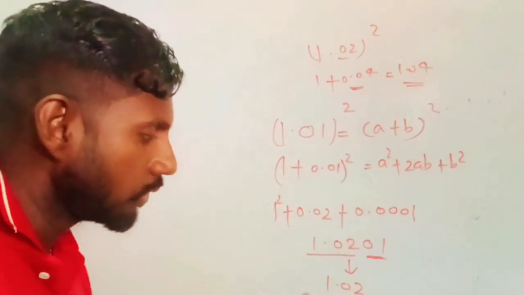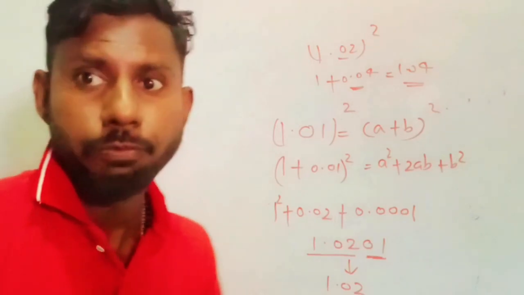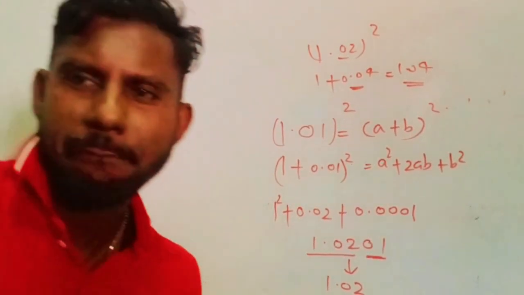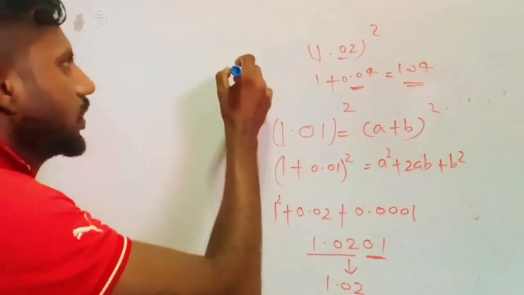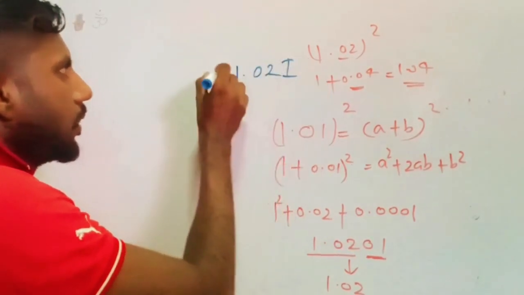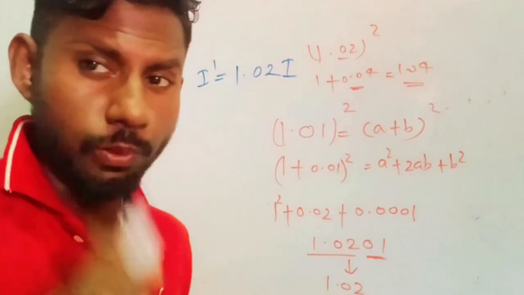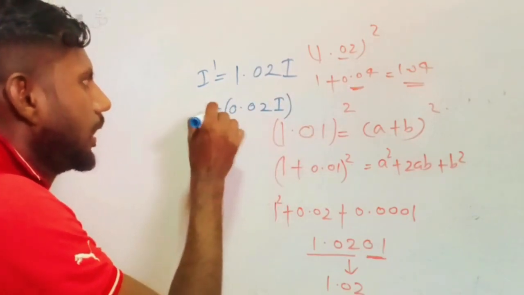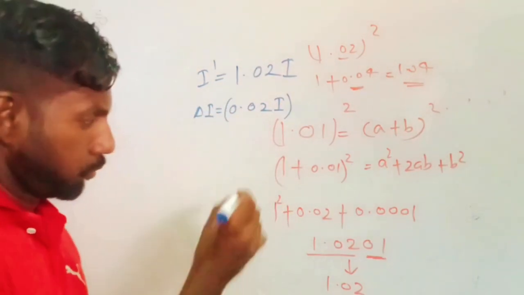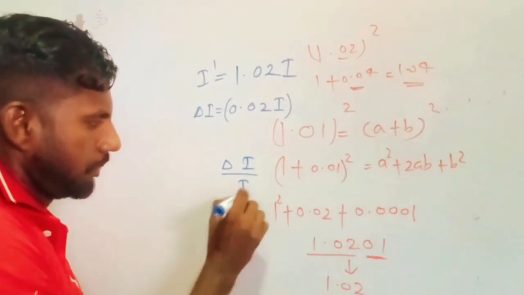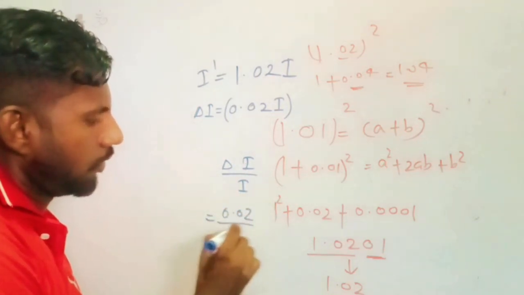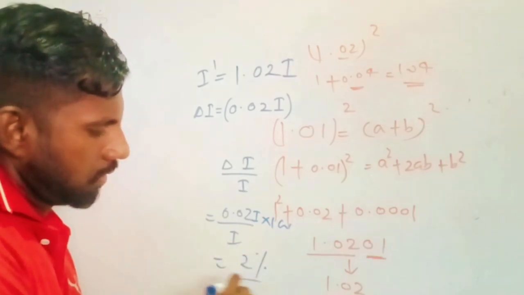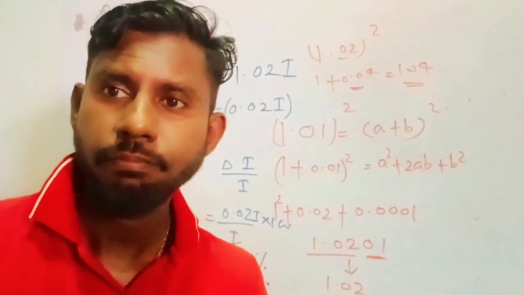So this is the increment, 1.02. Let's move into the question now. 1.02 I is the increment, I dash, right? What's the increment? 0.02 I is the increment, delta I, right? So delta I over I, that means 0.02 divided by I. Here I into 100, you can see 2%. That's our answer.